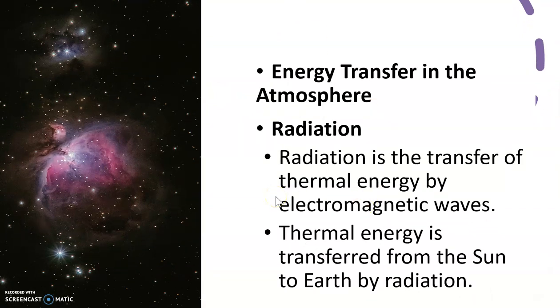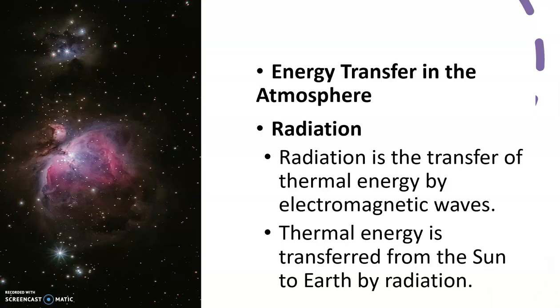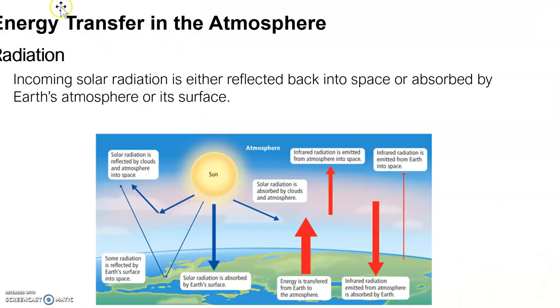So radiation. Radiation is the transfer of thermal energy by electromagnetic waves. So thermal energy is transferred from sun to Earth by radiation. We can't really transfer energy in any other way from the sun. I mean, you can argue that the solar winds transport some amount of energy, but that's a little bit more complex than convection, so we're not going to go there.